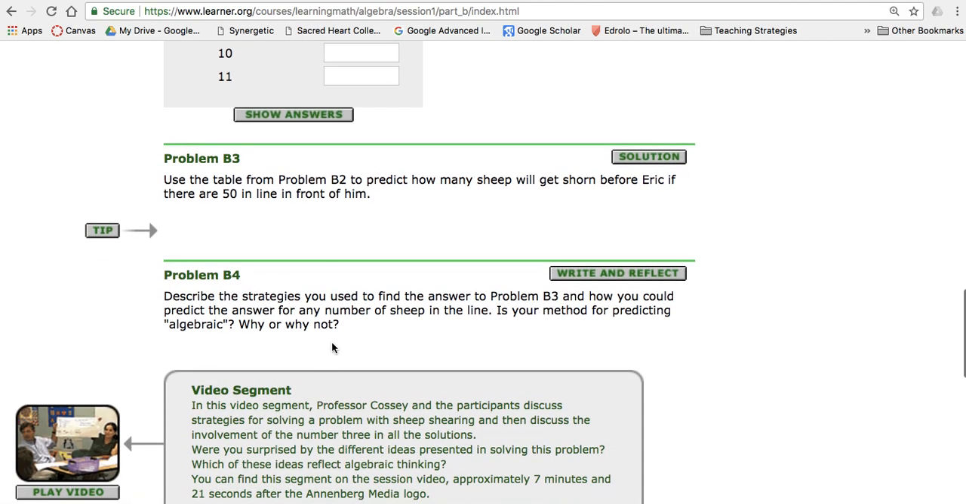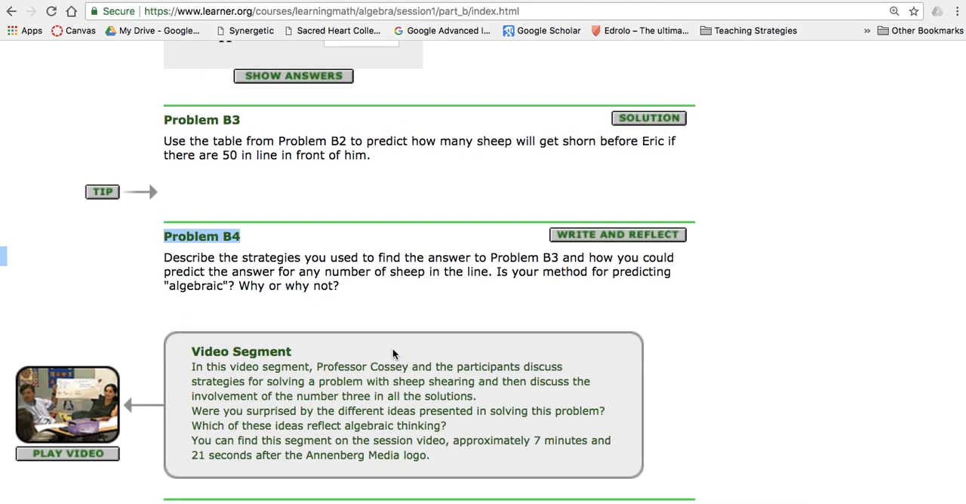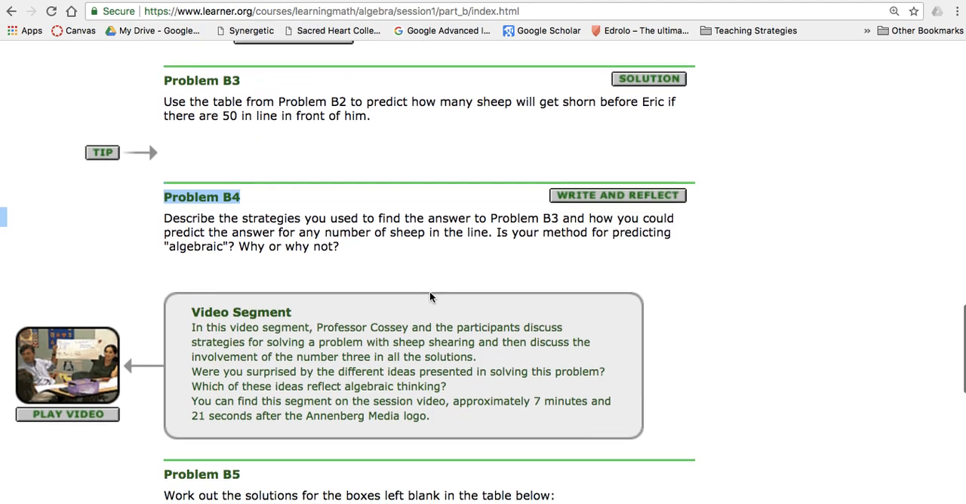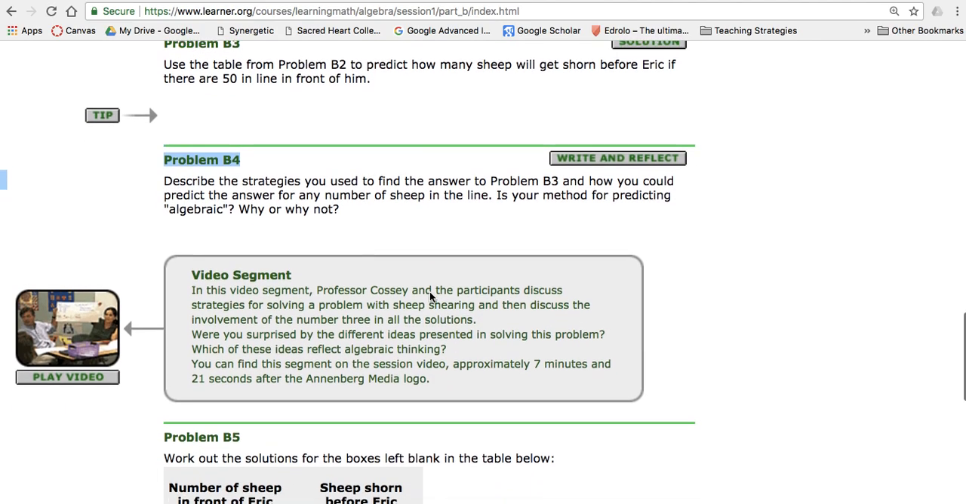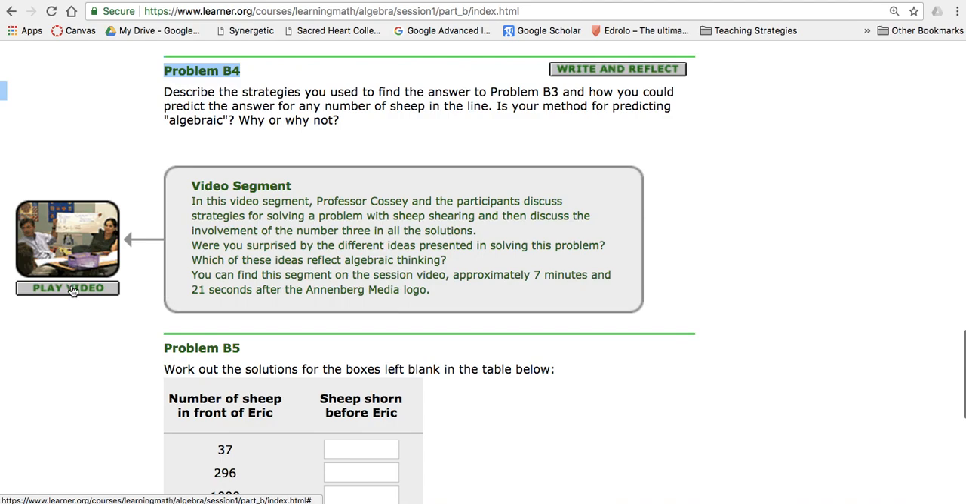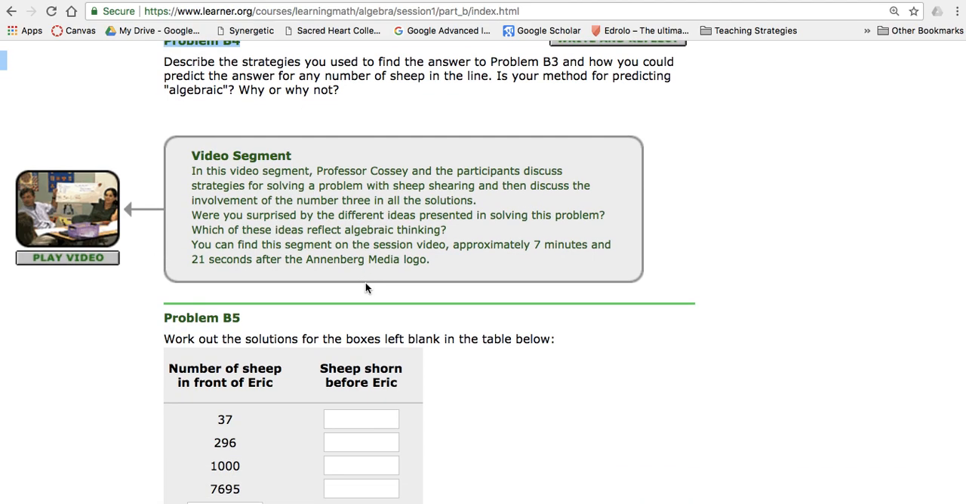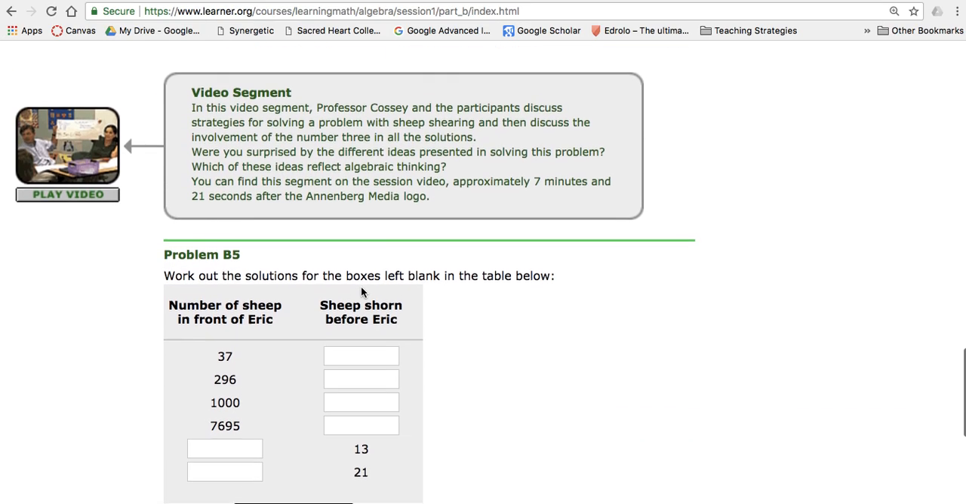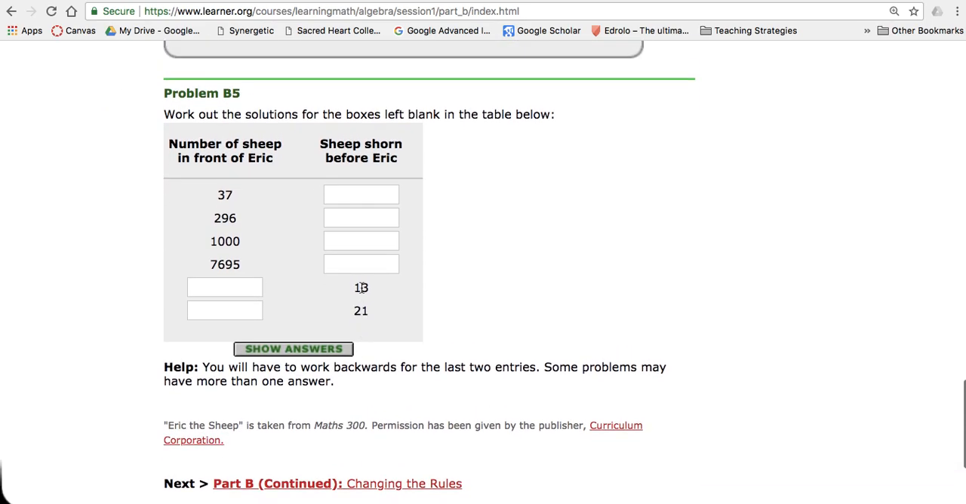At the end of this, guys, the idea is for you to work through each of the problems, particularly this last problem here, which is describing strategies of how you solve the problem. So you're going to put this together either in your book or on a piece of paper. And there's a little video for you to watch as well, just with some other students talking about how they solved the problem. And then to finish it off, there's a table here that you can look at, which has bigger numbers of sheep in front of Eric.